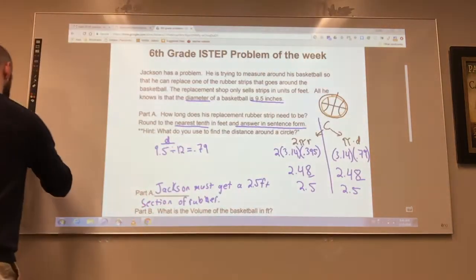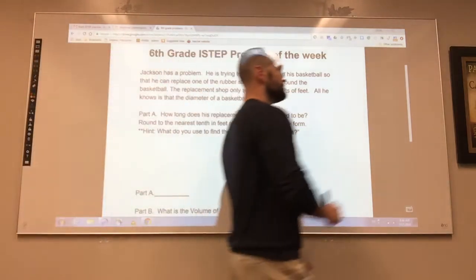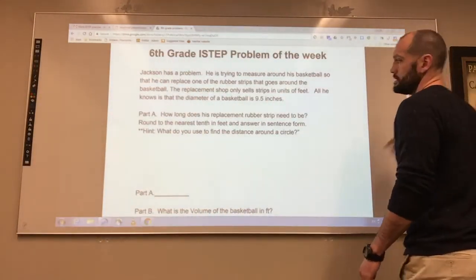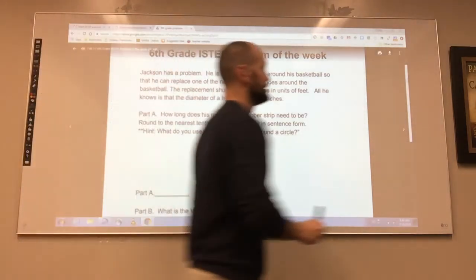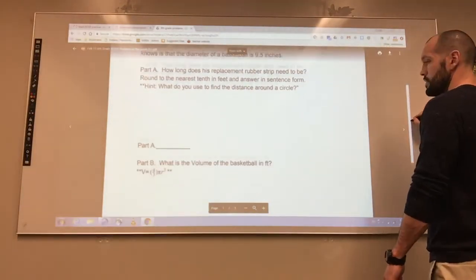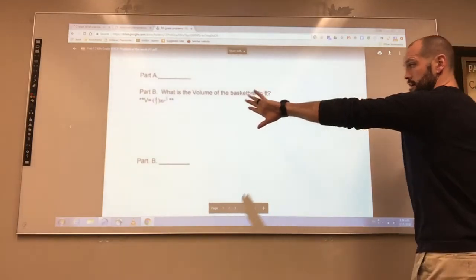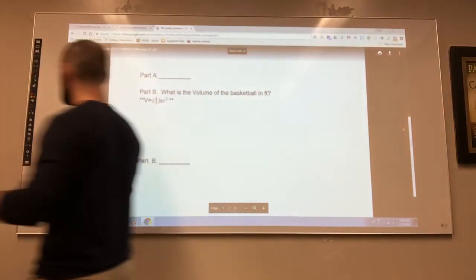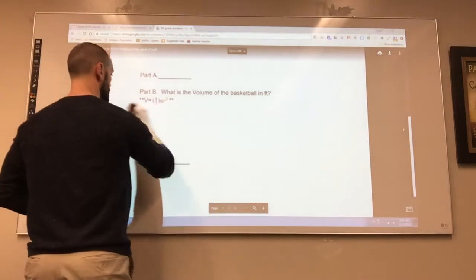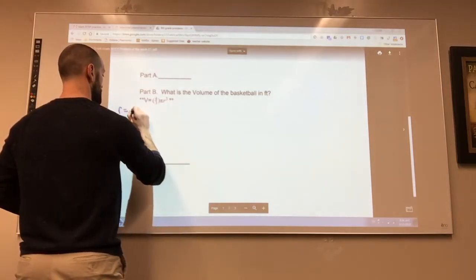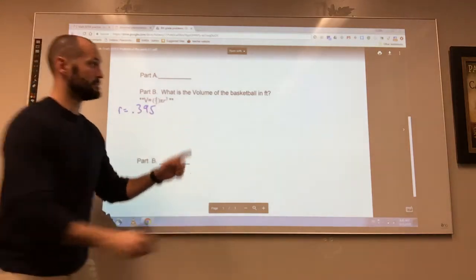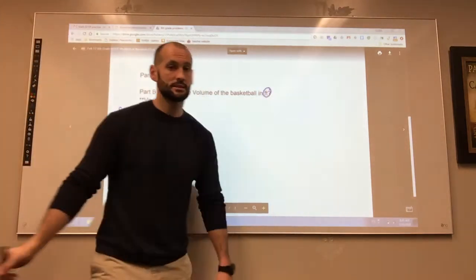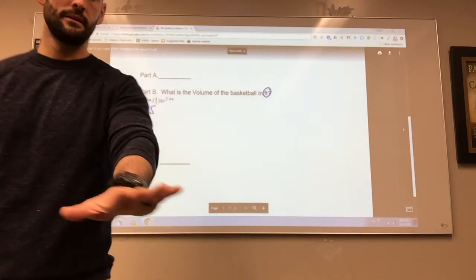Let's take a look. Now we're talking volume. Now we want the volume, and look, I gave you the formula, okay? Notice the formula only has radius. So let's put on what our radius is. Remember we found it up there? 0.395. I know that's my radius in feet, right? Because look, they still want it in feet, so keep it in feet.